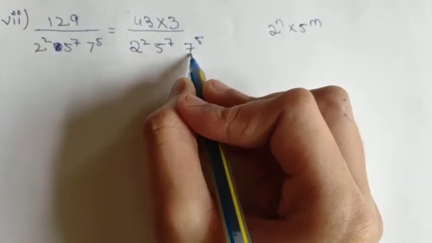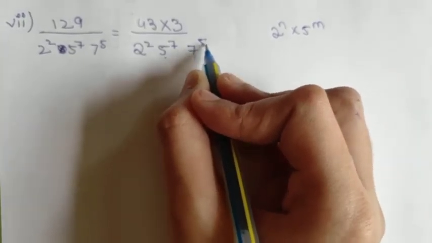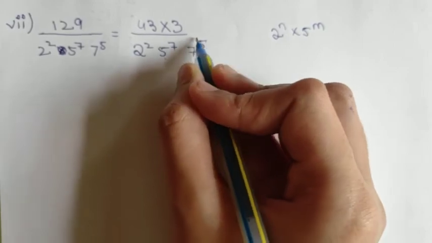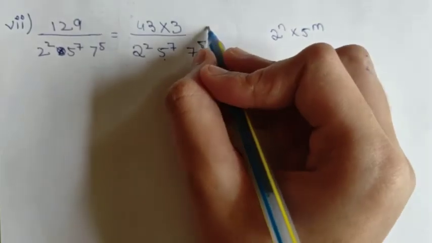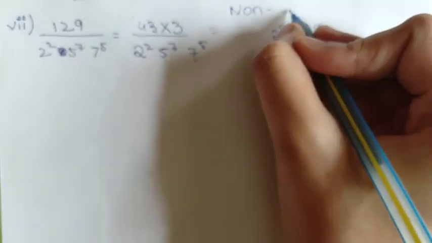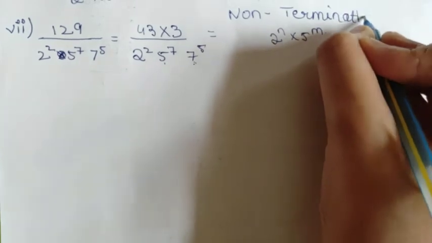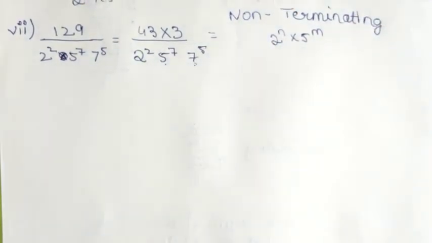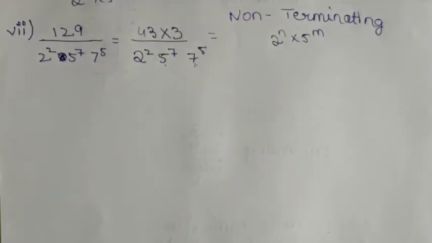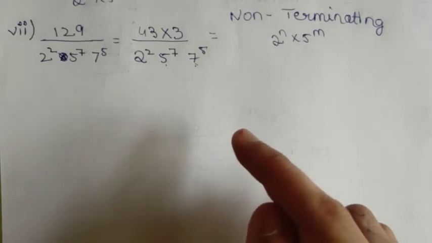But you can see that it is not only these two, you have 7 root 5. So here we have an extra number. So it is non-terminating. So we can say that this is a non-terminating number. So if the number should be terminating, then it should be of the form 2n into 5m. Then it should not have any extra number.